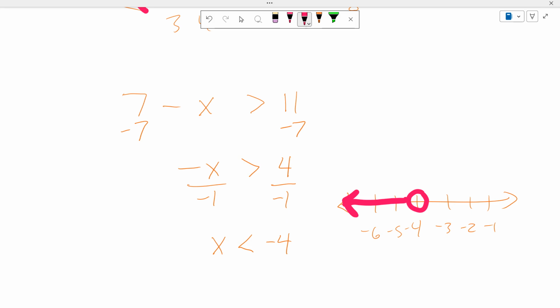If there's a line below it, it's closed. If there's no line, it's open. There we go. So if there's not a line, it's open. So if it's greater than or equal to, less than or equal to, it's filled in. If there is not a line, if it's just normal less than, normal greater than, then it's open.